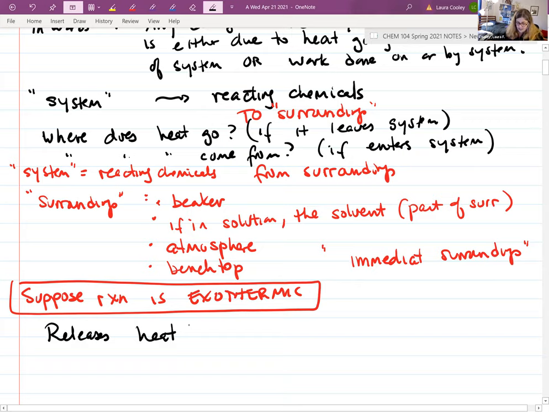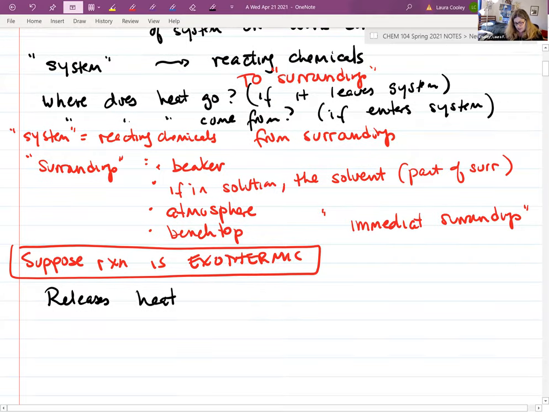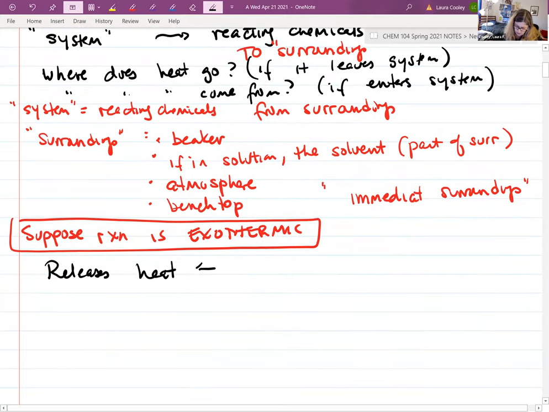All right. So that means it releases heat. So how do we know that a reaction releases heat? How can we tell that a reaction is exothermic? What would we see? What would be the characteristics of such a reaction that we could see if we were in a laboratory doing this experiment?